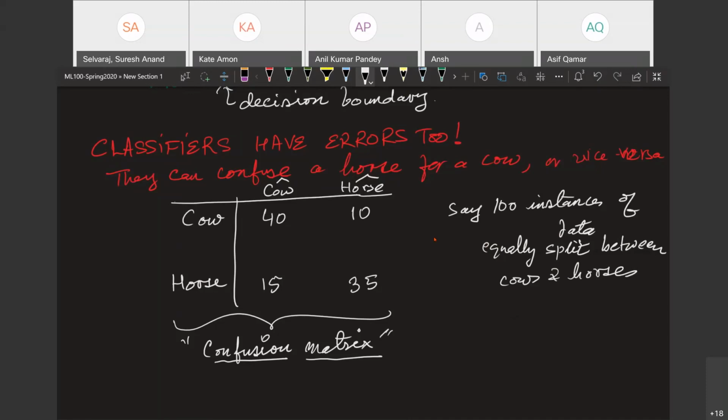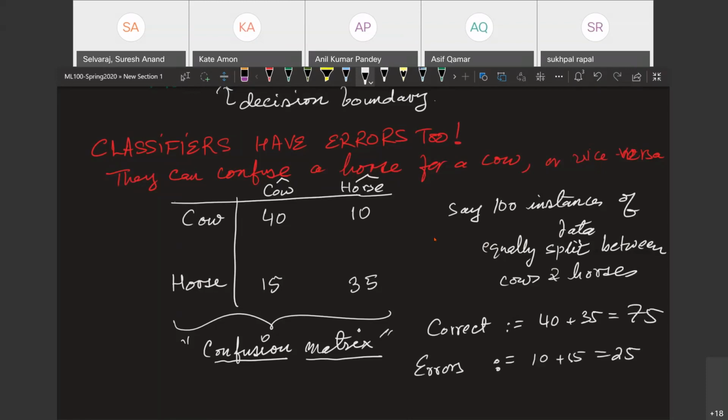Anybody? What is the 75? So the correct ones are: correct is equal to 40 plus 35, which is equal to 75. And the errors are, how many of them are wrong? 25. 10 plus 15 is equal to 25.